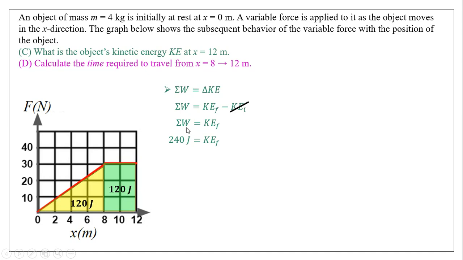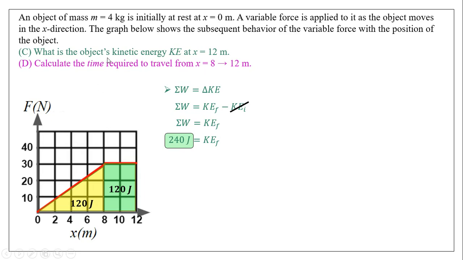And that, the net work done here is 240. And then Kef, that is the answer. Okay, so Kef is the net work done. The net work done is just 120 plus 120, which is 240 joules. All right, let's do part D.